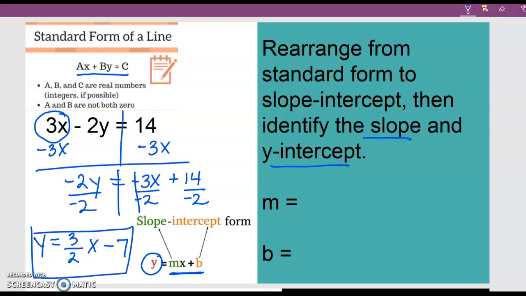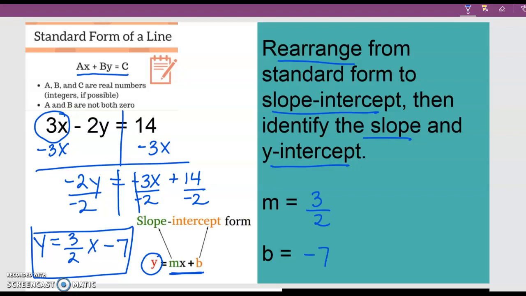Now, I haven't answered the question. I moved it. I rearranged it to slope-intercept. That I did. But to answer the question, I have to identify the slope, which I look for the x term, and the number in front of x, 3 over 2, that is the slope. And then the intercept, that's going to be -7.